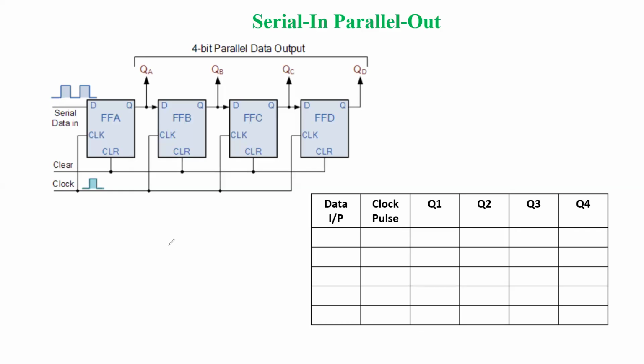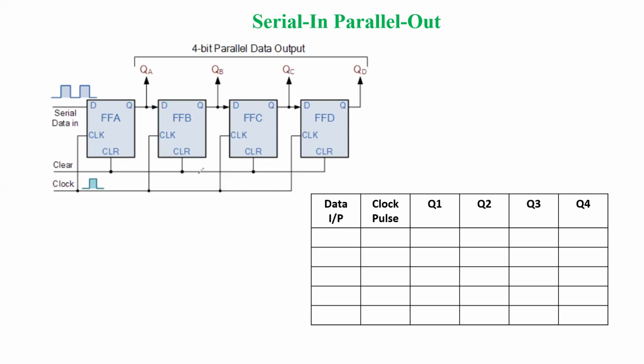Hello. Now we are going to discuss serial in parallel out. So data is fed serially, but in parallel we can get the output. Here we'll see that in a smaller number of clock pulses, we'll be able to get all the output. All data, whatever we are giving as input serially, we'll get in fewer clock pulses.